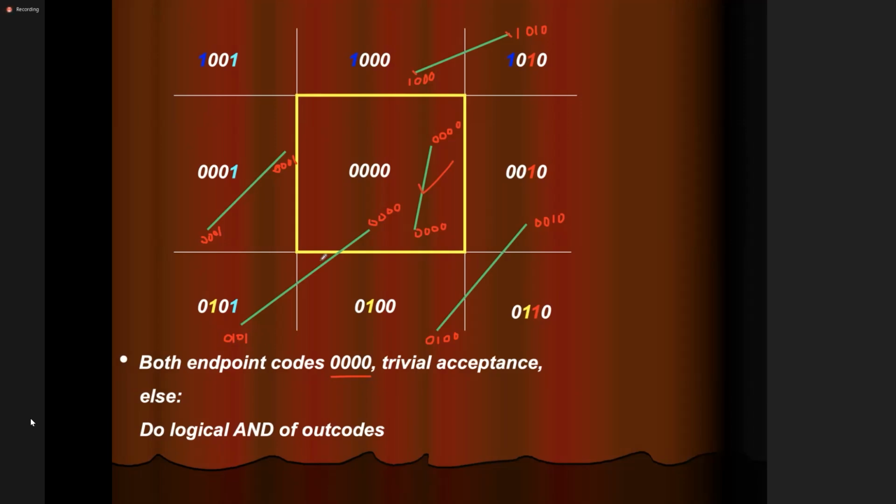Now, what are we going to do with the other lines then? Other lines do not have both 0, 0, 0. What we do is we do the logical AND of the outcode. What do you mean by logical AND? Logical AND means bitwise AND operation will be performed. Bitwise AND operation of the two endpoints.